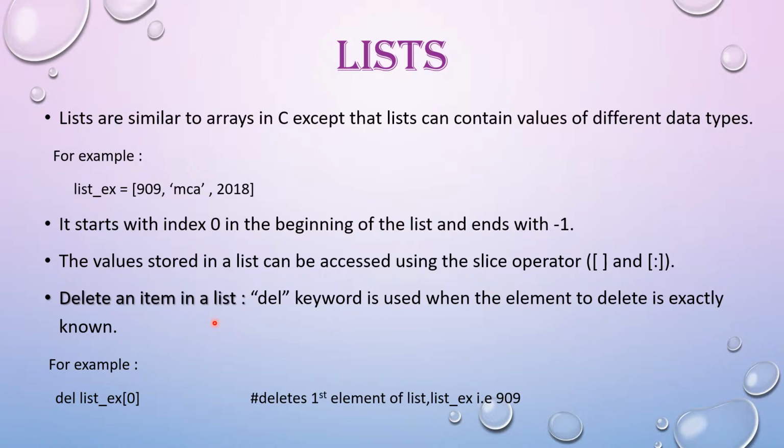Now, to delete an item in a list, we use the del keyword. This del is used when the element to delete is exactly known. Means if in this list we exactly know the value MCA is to be deleted, then we use del. For example, del list ex[0]. So the value at index 0, that is 909, will be deleted.